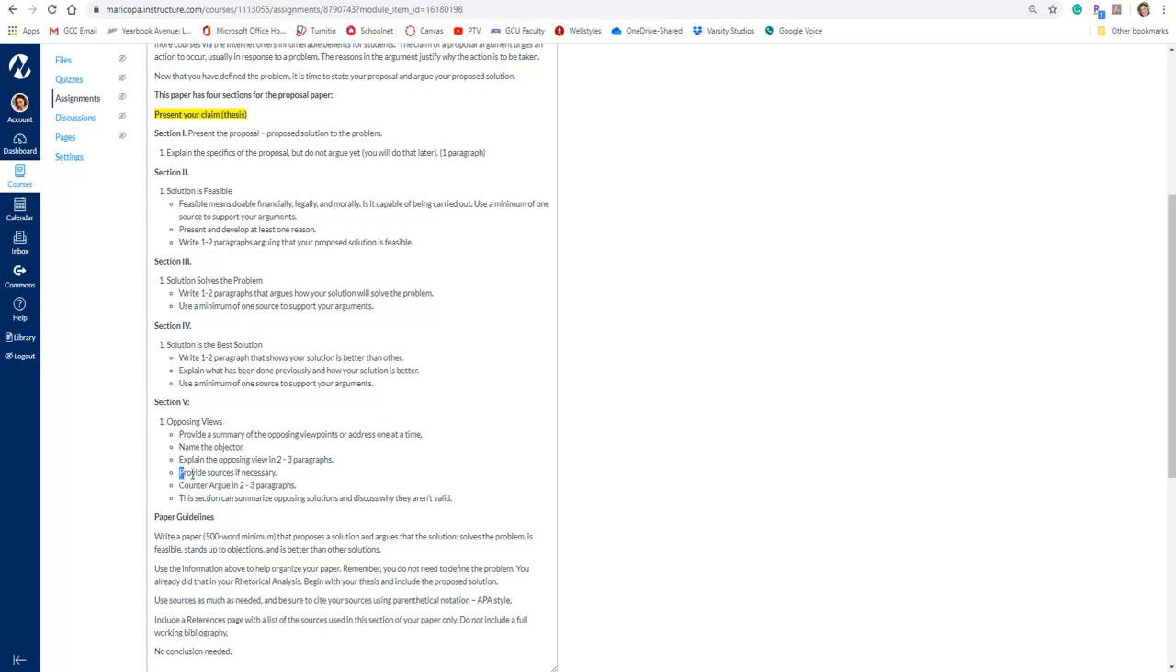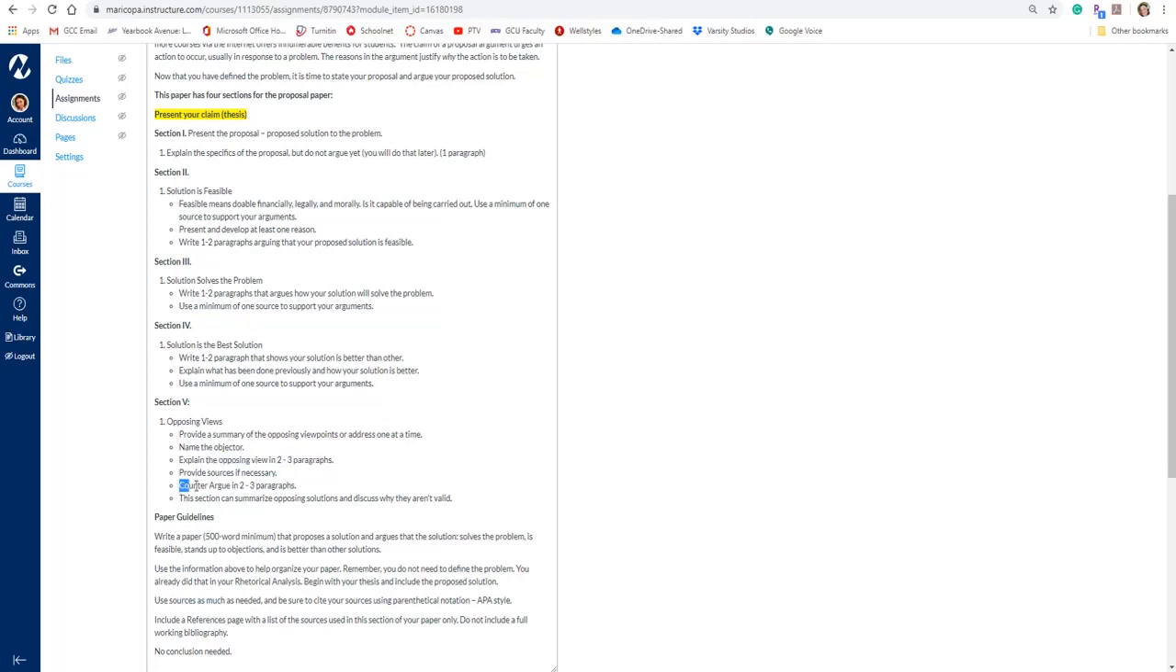Provide sources if necessary, and they should be, and then you're going to counter argue it in 2 to 3 paragraphs. So explain what it is and why it exists, okay? What's the validity of it, okay? And then counter it. And in countering it, you're going to do one of two things.